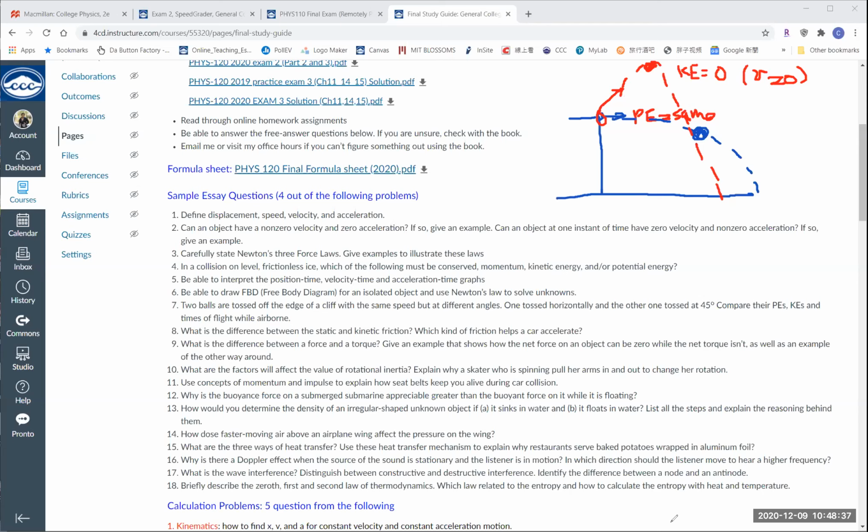And if you look at the time of flight, the first thing we wanted to know is which one stays in the air longer. This is kind of obvious: the red one, the one shot at an angle, will stay in the air longer.